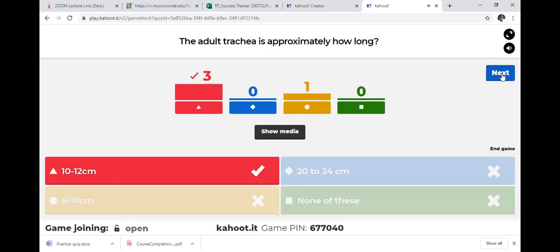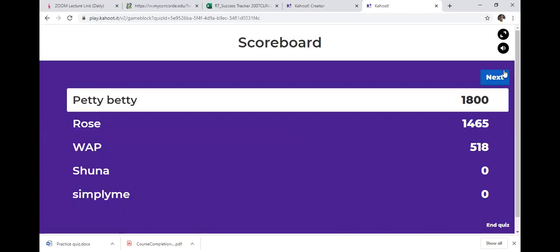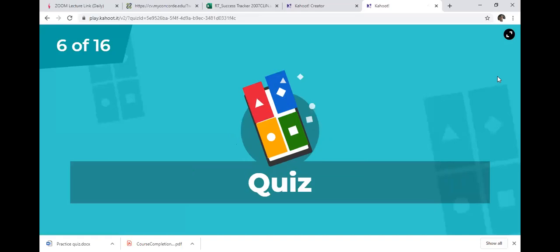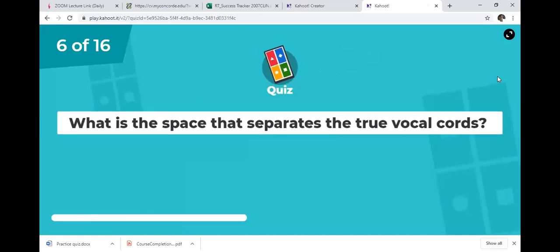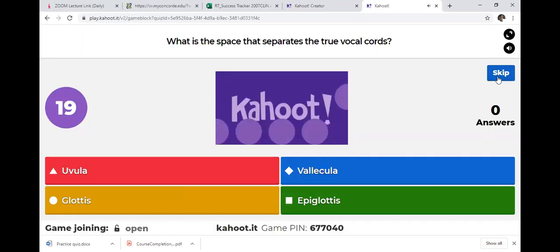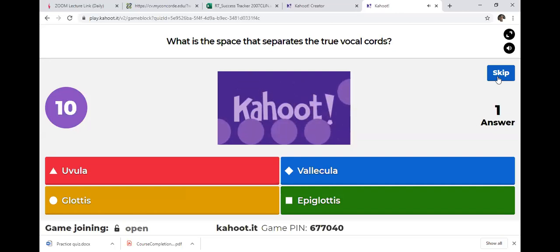All right. Everybody got them except for one person. 10 to 12 centimeters. Good job. Uh-oh. Simply Me came up in third or fourth. She's coming up. Still have Petty Betty on top. Here we go. What is the space that separates the true vocal cords? That hole in between your vocal cords is called the what?